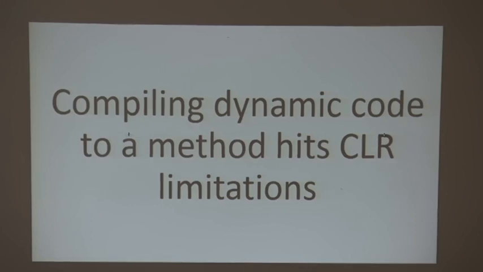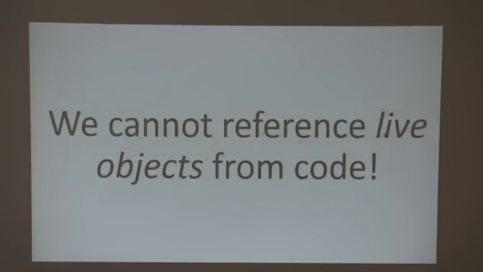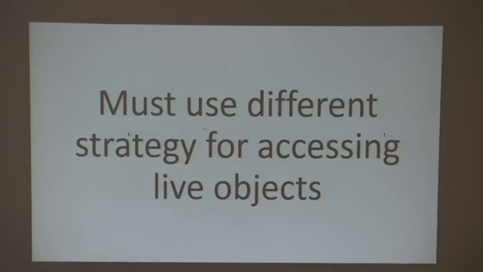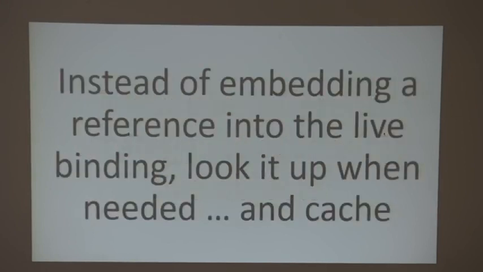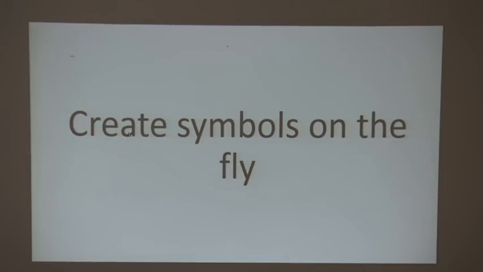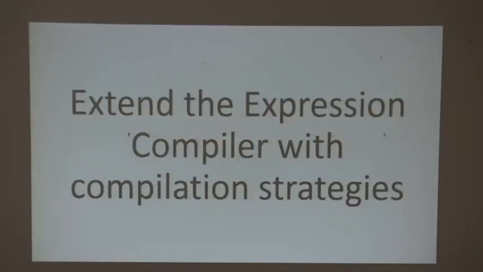Now, compiling dynamic code to a method hits some limitations, so some things have to be worked around. You cannot put a live object inside the literal array and compile it to native code. You can do this with dynamic methods, but not with methods that are stored on disk. So you need a different strategy for this. You cannot embed references to objects directly. You need to do some lookup indirectly and cache those. For example, symbols have to be created on the fly from strings, etc.